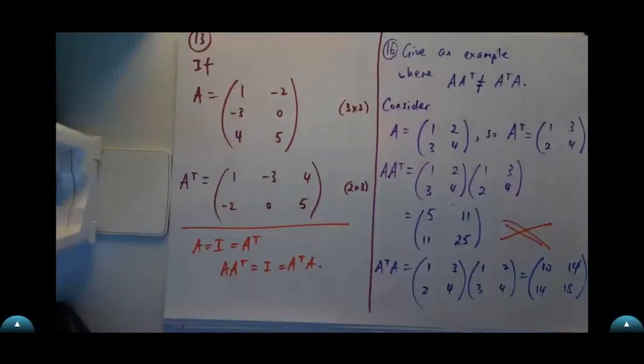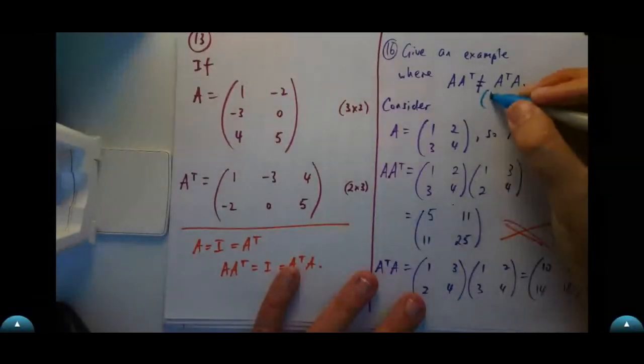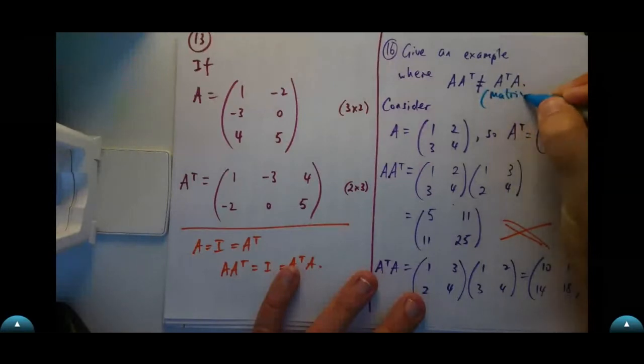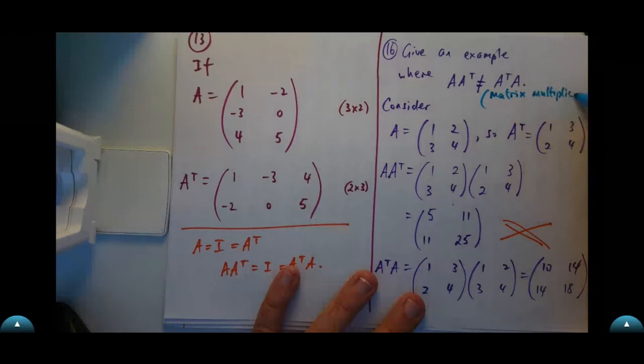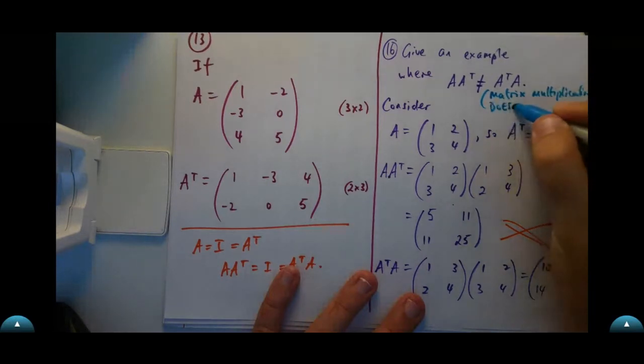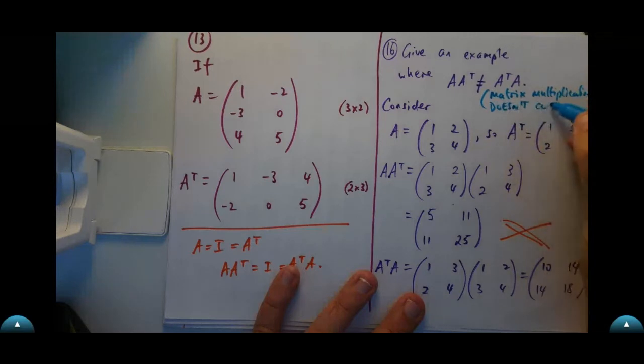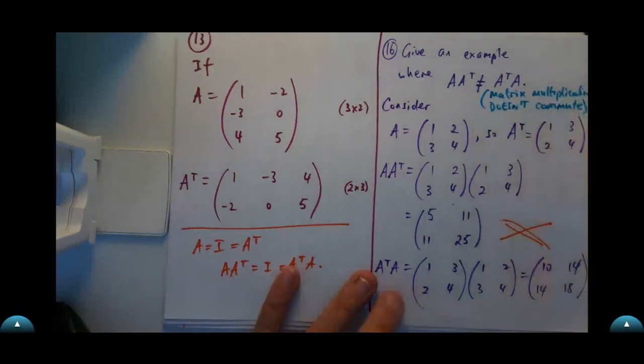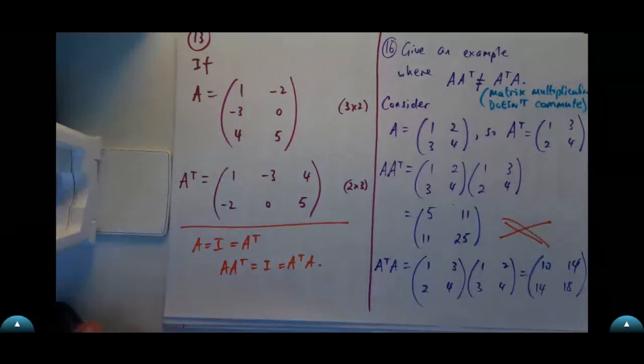Okay, so I think there are some examples where this will work, but it's not true in general. So the point is we know that matrix multiplication doesn't commute, right? So that's the most important thing. Multiplication doesn't commute. Okay, that's the most important thing.